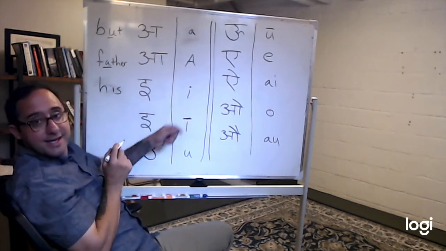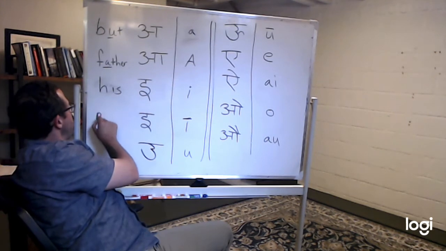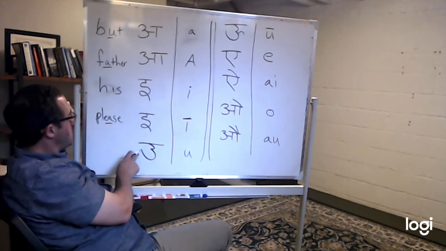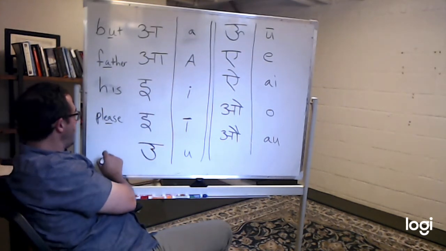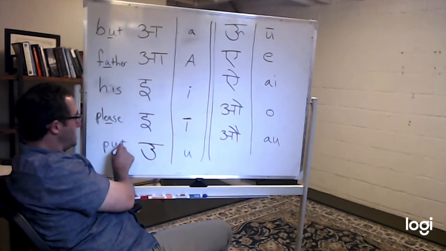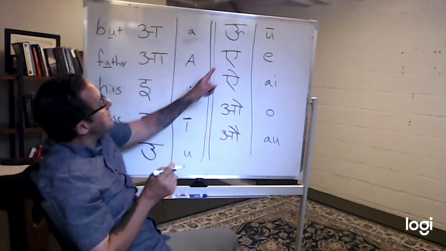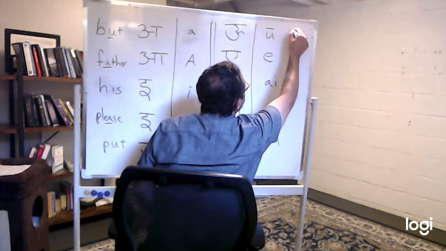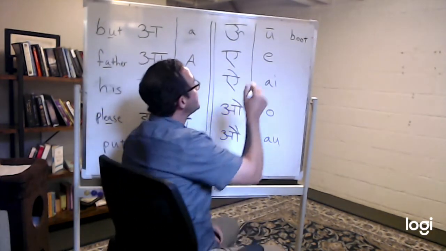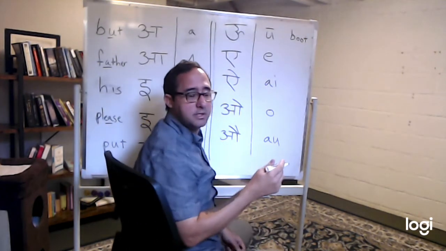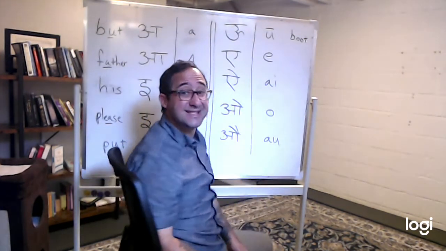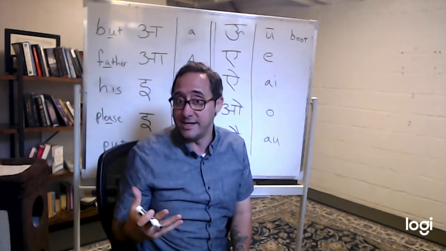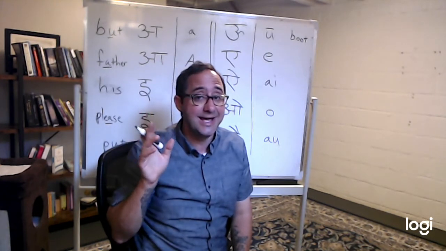The ee is like please. The u is like put. The oo is like boot. The next is not like Ted. No, I'm sorry, we don't have an e like bed in Hindi. It's a little above that.